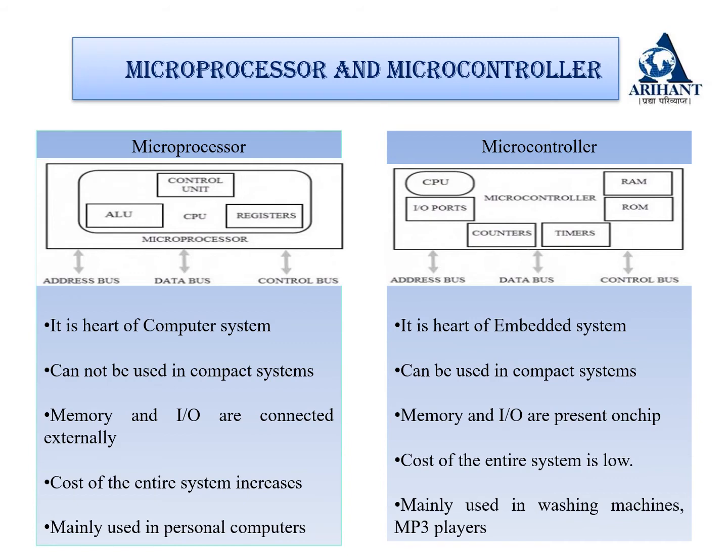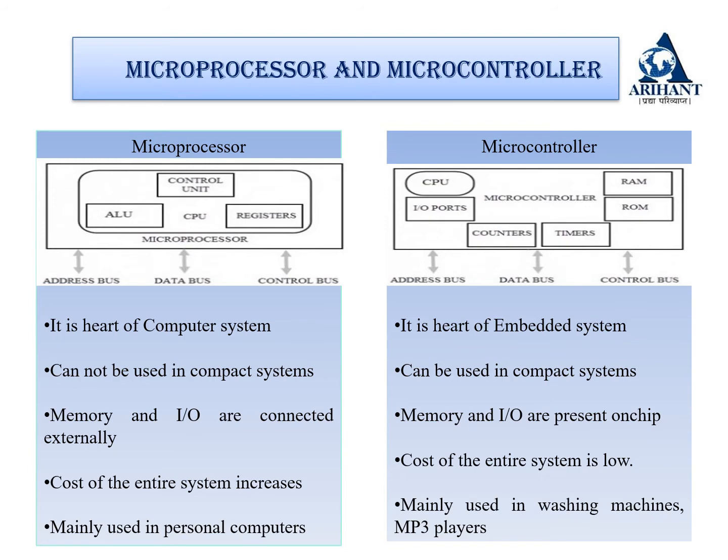The first basic difference is the block diagram. You can go through the block diagram. Microprocessor is the heart of the computer system, whereas microcontroller is the heart of the embedded system. Microprocessors cannot be used in compact systems. Microcontrollers are designed to be used in compact systems.